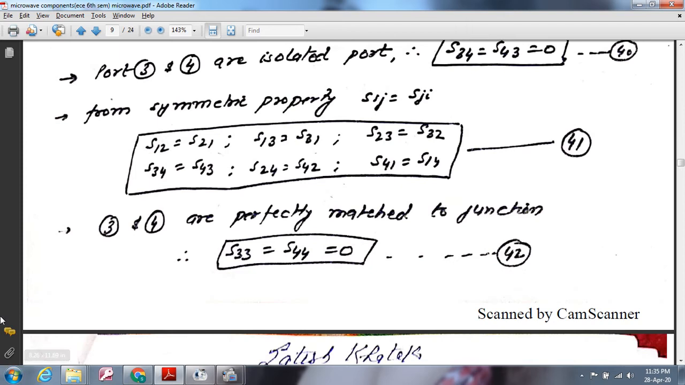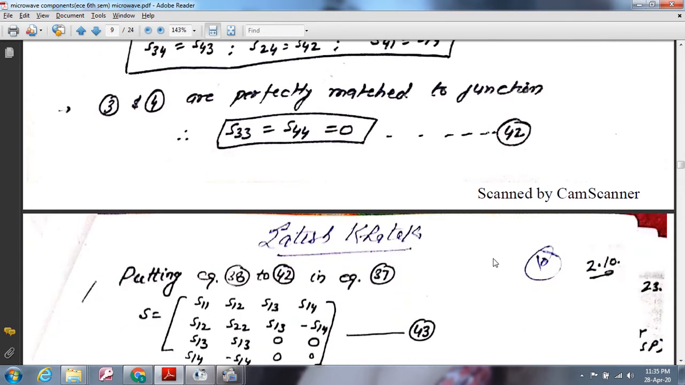Now, as I have said already, port number 3 and port number 4 are perfectly matched ports, so there will be no reflection corresponding to these two ports. Because of this, S33 and S44 are both 0. S33 means we are connecting the microwave source at port number 3 and seeing the reflection at port number 3 itself. In this case, S33 and also S44 will be 0. This is equation number 42.